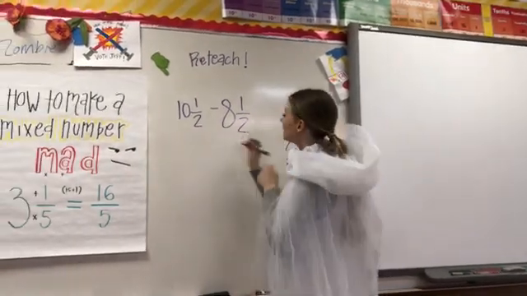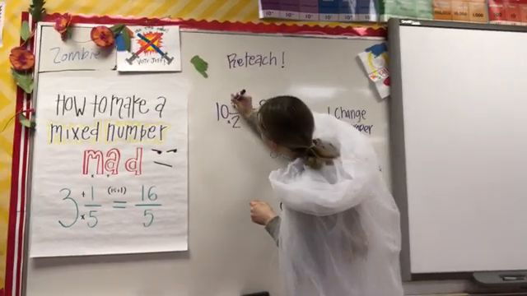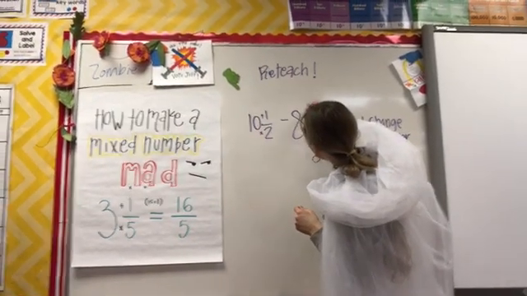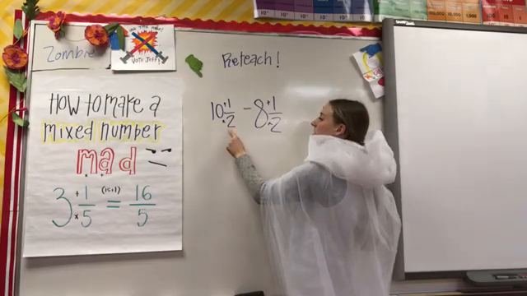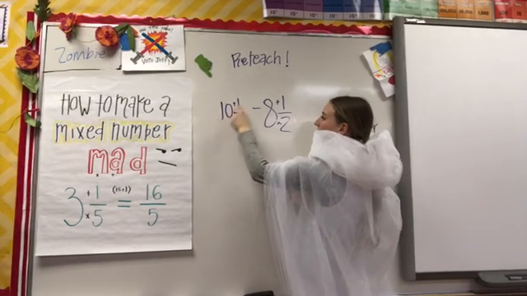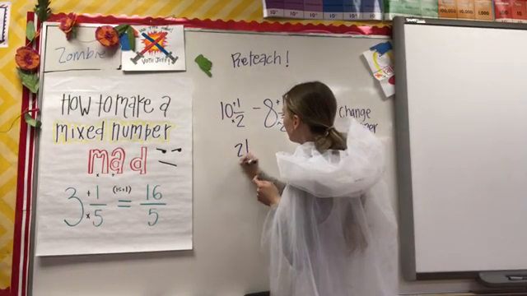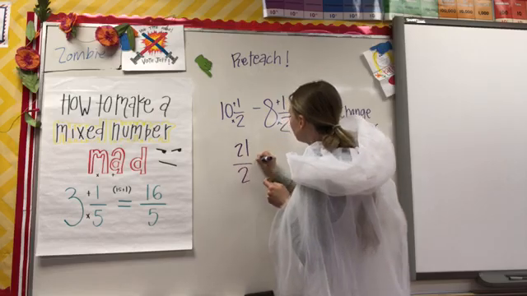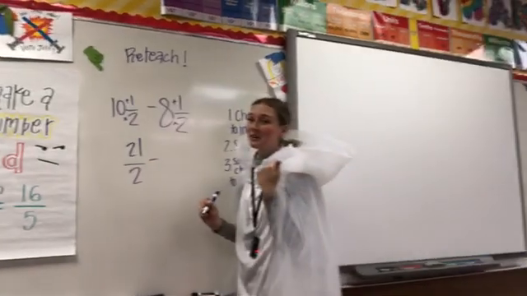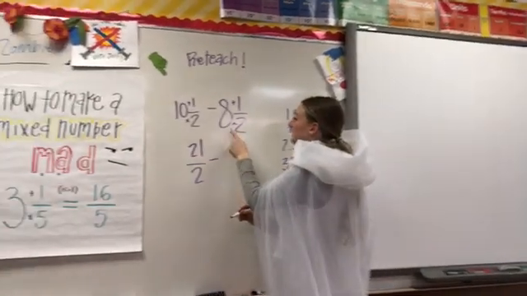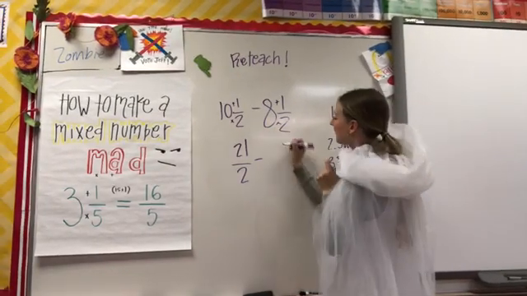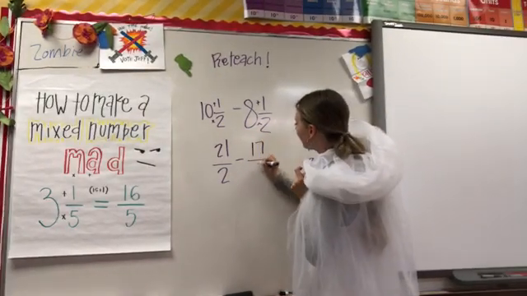Okay, step 1, we're going to change to improper by timesing and adding. Timesing and adding. So 2 times 10 is 20, plus 1 is 21. Put it over 2. 2 times 8 is 16, plus 1 is 17. And it over 2. Okay, and we're going to try to subtract.